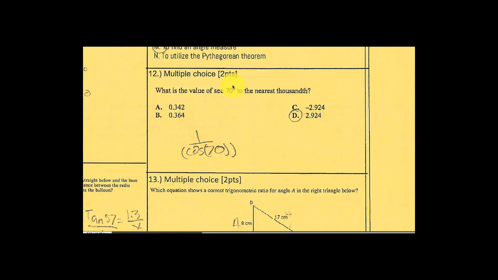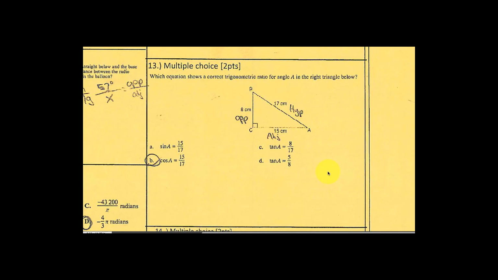What is the value of secant of 70 degrees to the nearest thousandth? Secant is not on your calculator, so the student used secant of theta equals 1 over cosine of theta, which is a reciprocal identity. Theta is 70, so they put in your calculator 1 divided by cosine of 70, and you'll get 2.924. It's good.